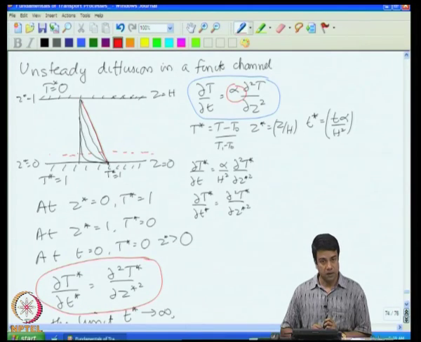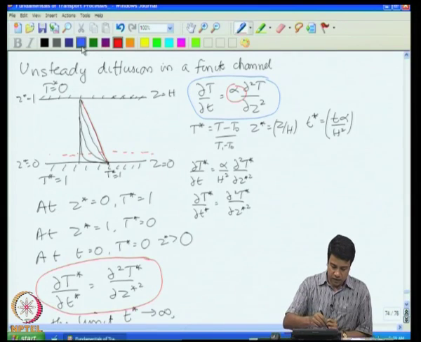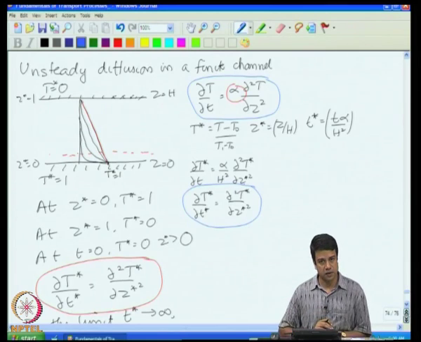When expressed in terms of the scaled time and the scaled coordinate, the final equation that I get has no dimensional parameters in it. So, it is a completely dimensionless equation when expressed in this form.